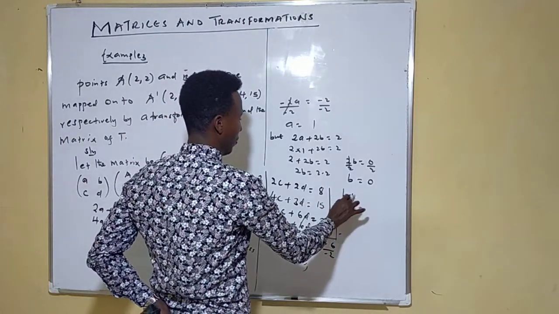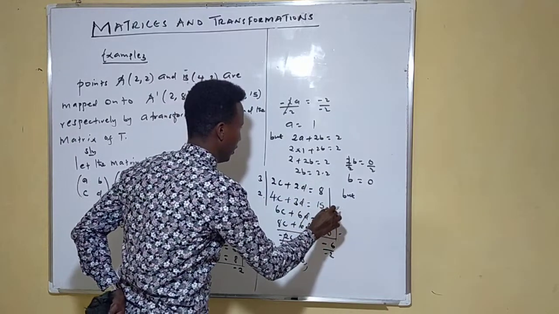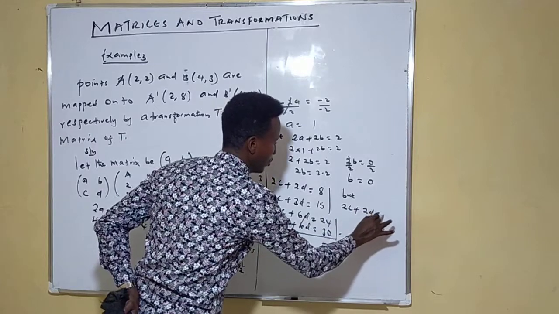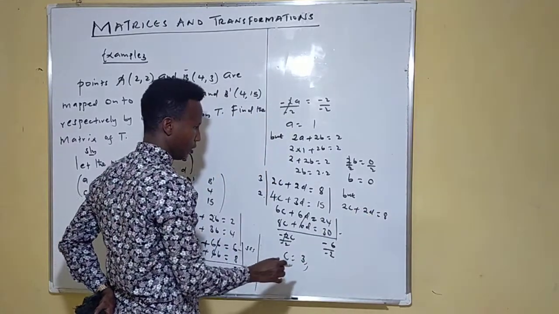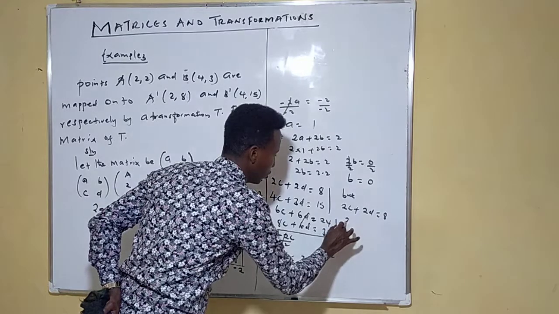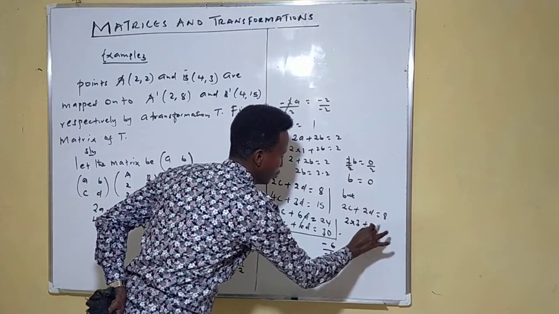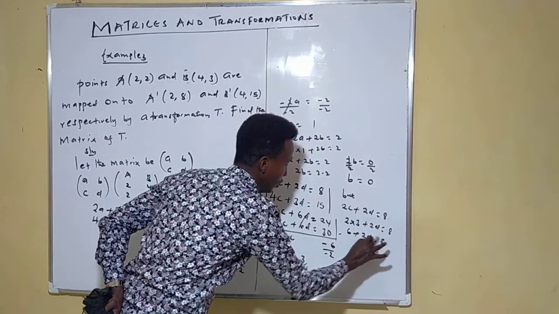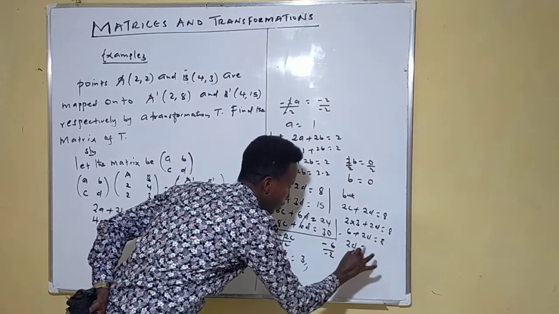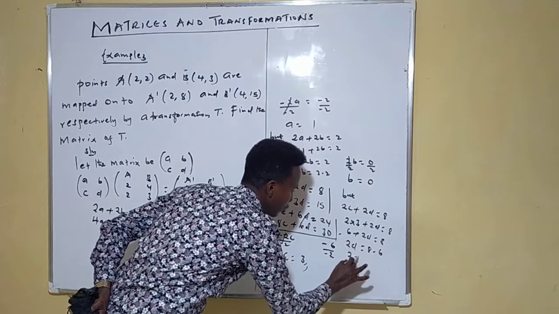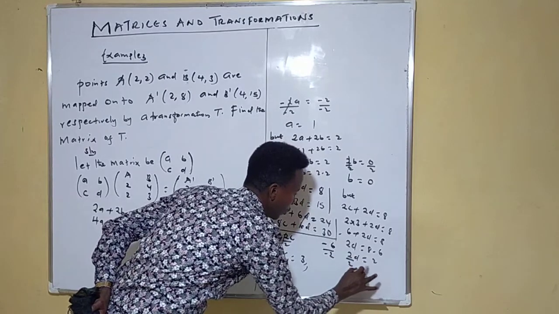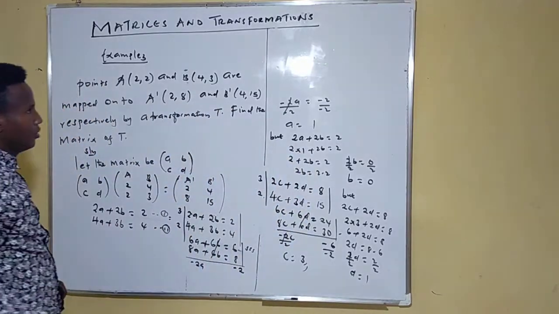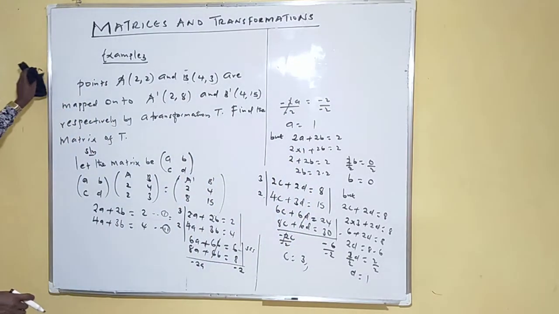But remember, take one of these two again. Take 2c plus 2d is equal to 8. Our c is 3. So 2c means 2 times 3, plus 2d is equal to 8. So it will be 6 plus 2d is equal to 8. So 2d is equal to 8 minus 6. So 2d is equal to 2, all over 2, all over 2, cancel. d is equal to 1.